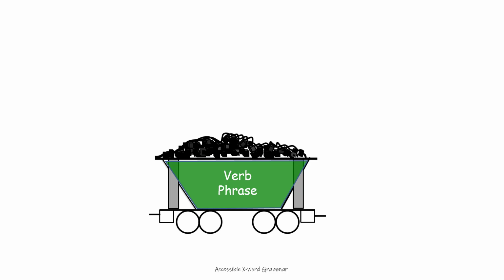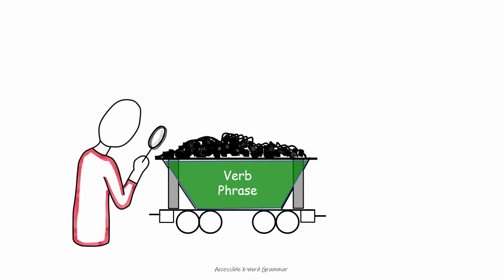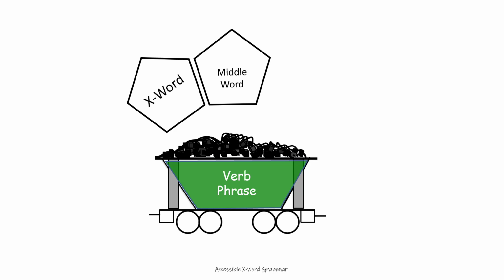Now, the cars in our train are in a certain set order, because it's English. If we could look inside each car, we would see that there is a set order inside, too. We would find three things: X words, middle words, and main verbs. These three things make up all of the verbs in English. They make up the verb phrase, our first basic building block. The X words are the powerhouses. They do all of the work.